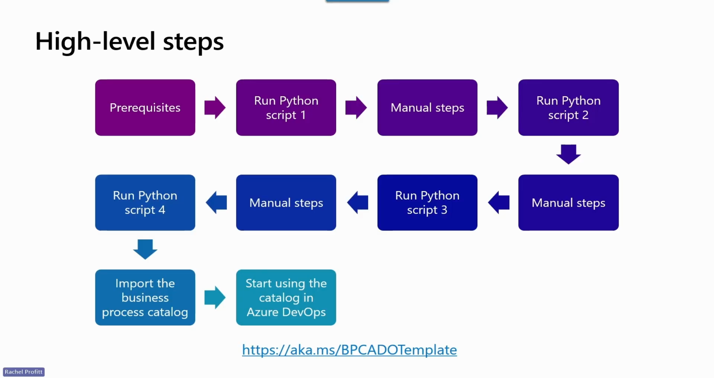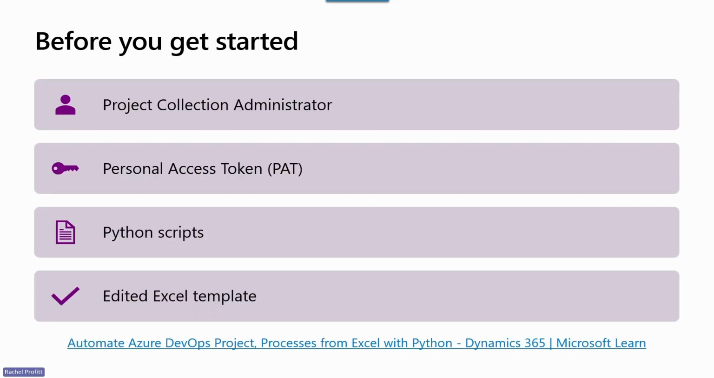Once you're done at the very end and you've run that 4th Python script, you're ready to start importing the business process catalog. So I'll talk through a little bit about that. And we'll do some high-level demos of how to start using the catalog in your Azure DevOps. If you don't already have the Python scripts and the template, which is an Excel file, and I'll be talking more about that, you can find those at aka.ms/bpc-ado template.